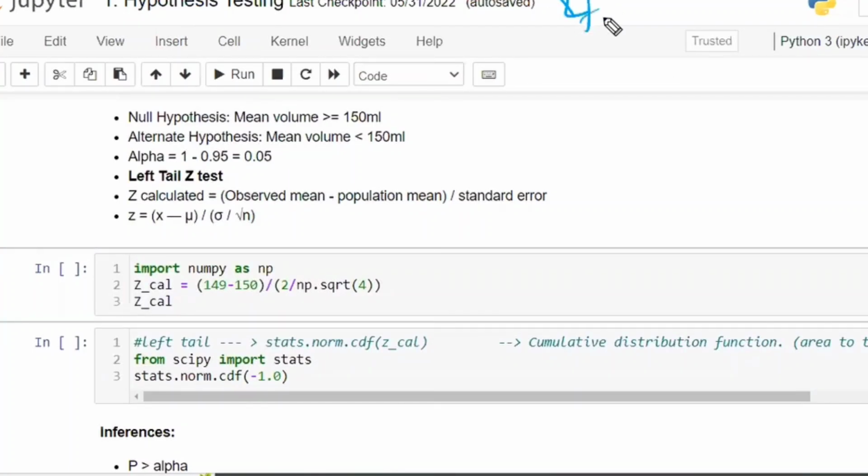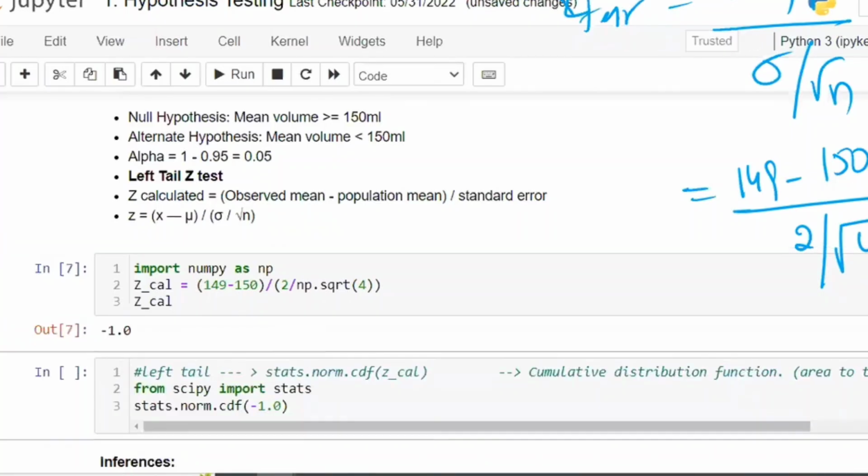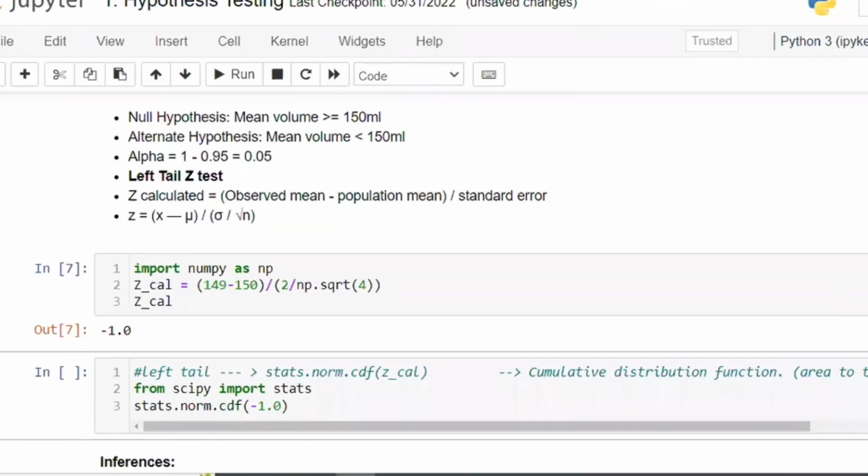How to calculate the Z test statistic? X bar minus mu divided by sigma by square root of n. Sample mean is 149 and you have to test for 150. Standard deviation is 2 and 4 bottles are picked randomly. You calculate the Z test statistic value, which is minus 1.0. Assume there is no Python code. There is no Python code.